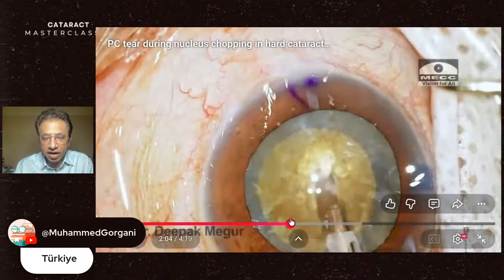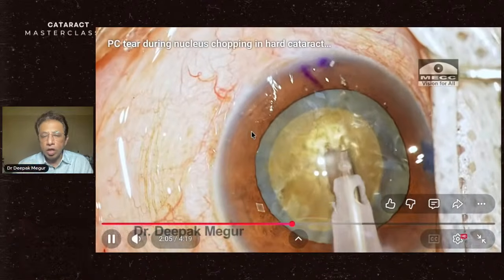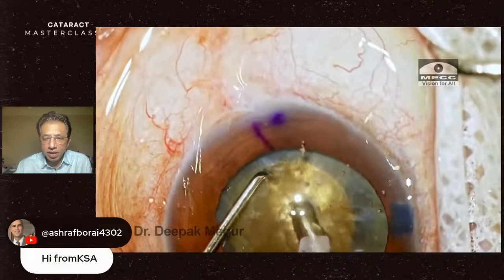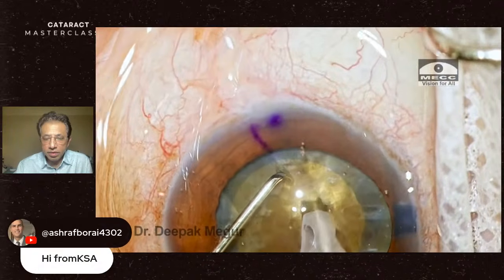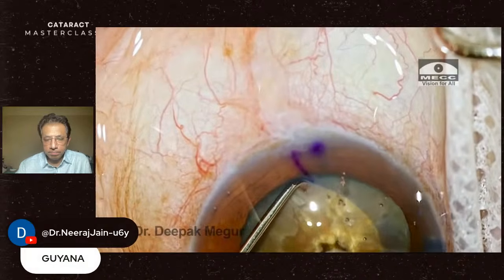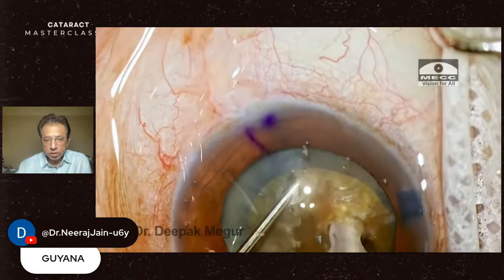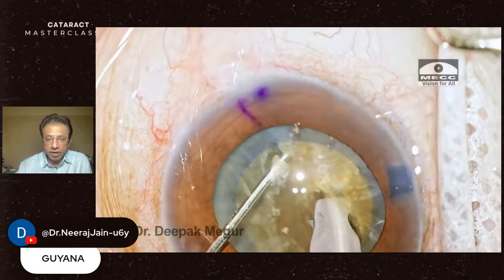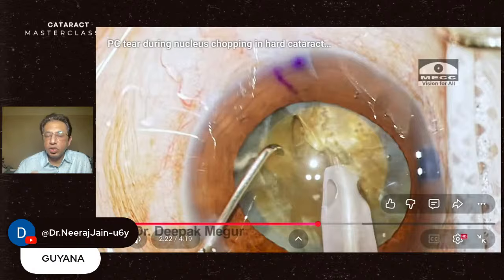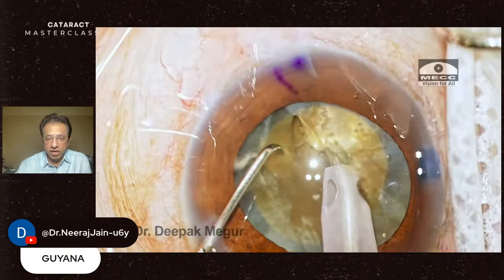So again, a dense cataract. You created a trench here. You want to go in and bury. And nucleus forward. And you can see the torque happening. This is something which is very common in these ultra hard cataracts.